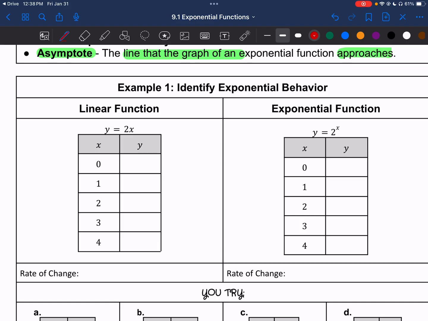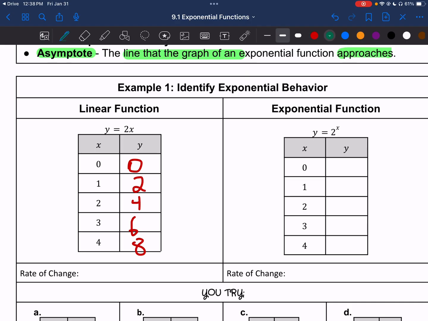What is the difference between y equals 2x and y equals 2 to the x power? It's an exponential equation. Our variable is in the exponent. So we are going to see what happens. If we have 2 times x, 2 times 0 is 0. 2 times 1 is 2. 2 times 2 is 4. 2 times 3 is 6. 2 times 4 is 8.